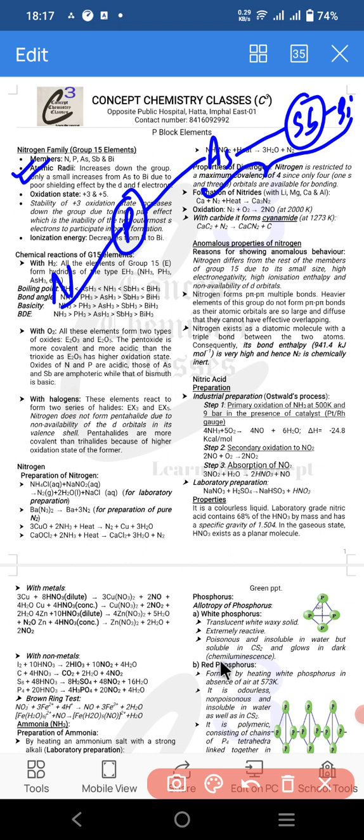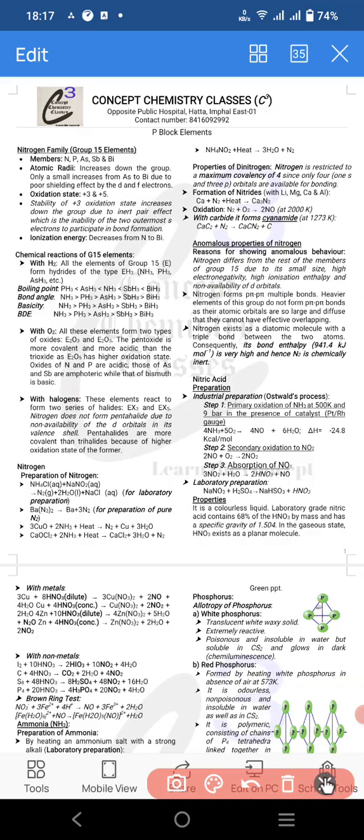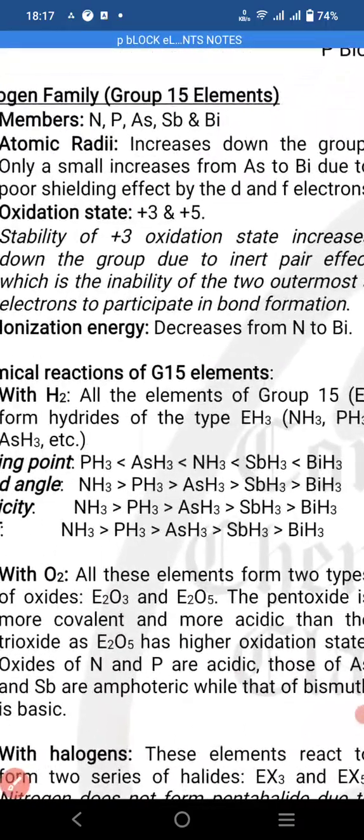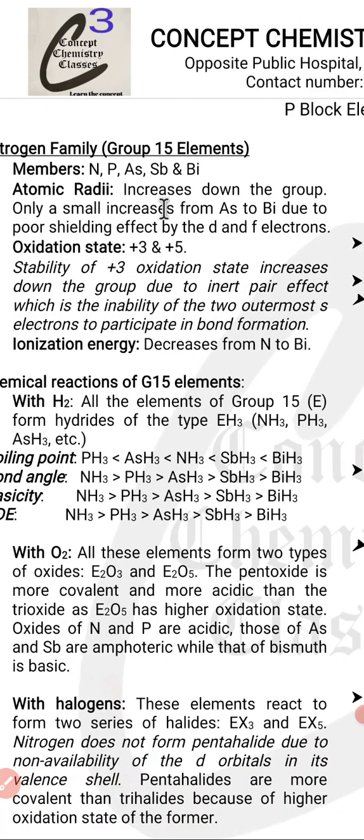This is given here. Let me zoom this area. It is written here: the atomic radii increase down the group, only a small increase from arsenic to bismuth, due to poor shielding effect by the d and f electrons. Now let us discuss oxidation state.